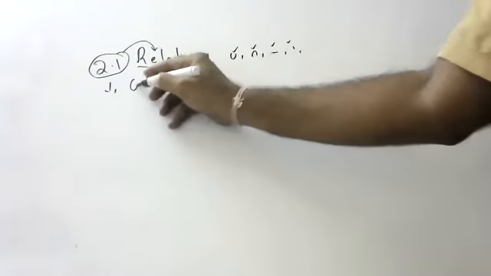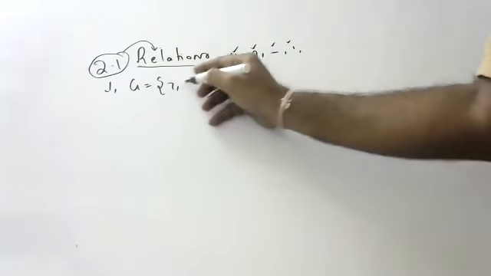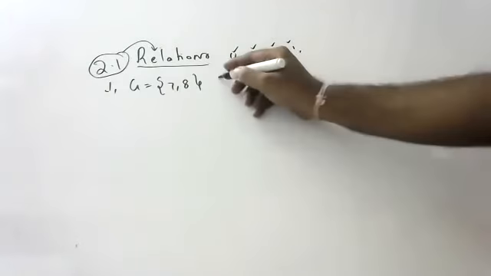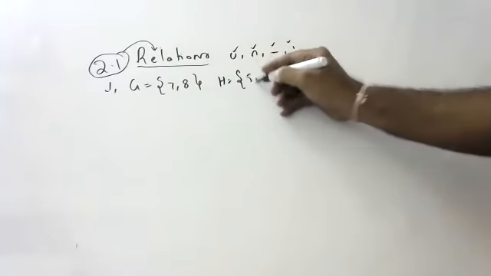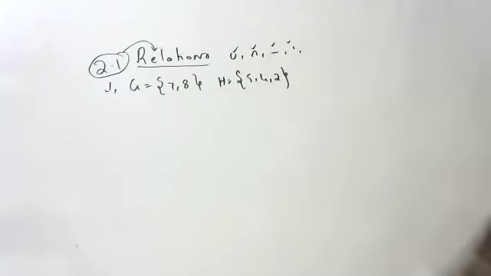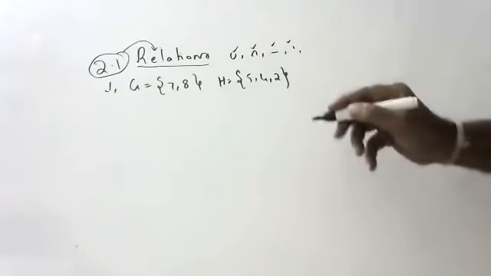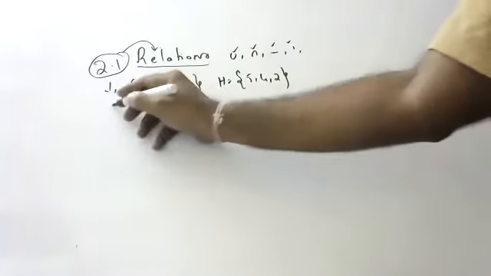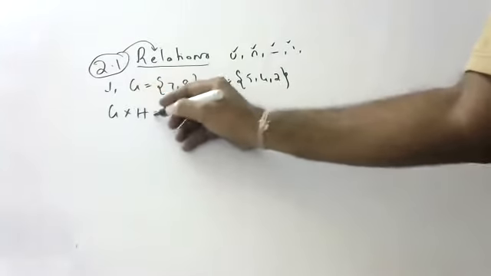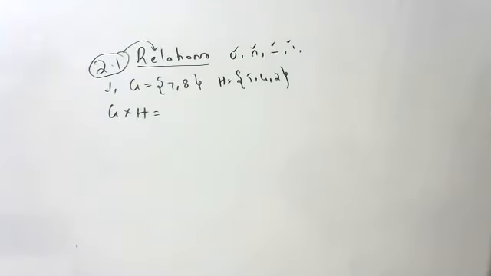First question. G is equal to {7, 8}. There are two elements in G. And H is equal to {5, 4, 2}. Three elements are there, children. Now we have to find G cross H. This is the question.